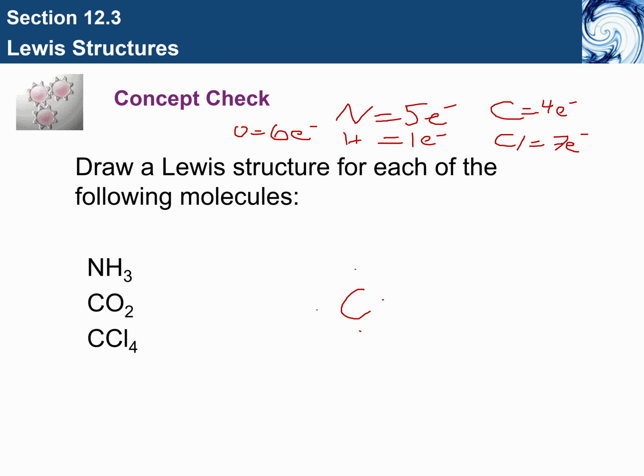other than on my carbon. Chlorine, chlorine, chlorine, and chlorine. And now each one of these gets 7. So 1, 2, 3, 4, 5, 6. And I'm going to break the rules for counting, and you'll see why.